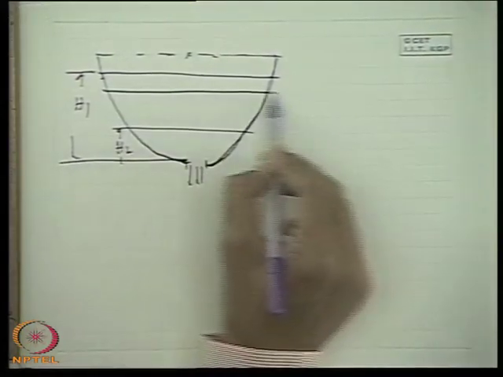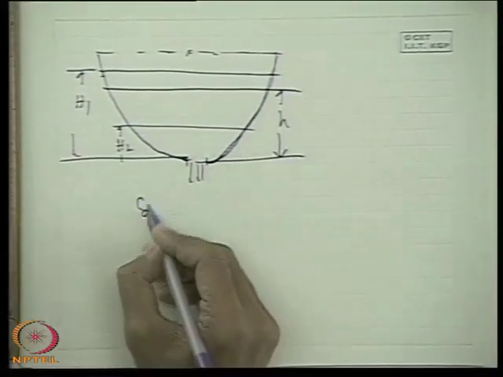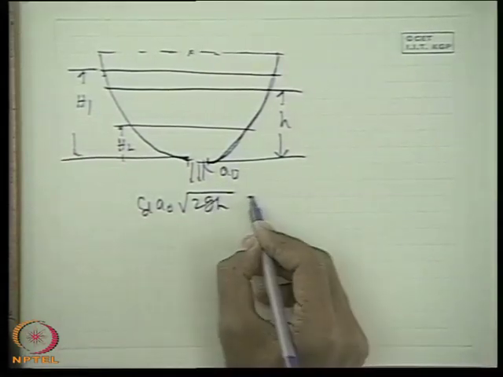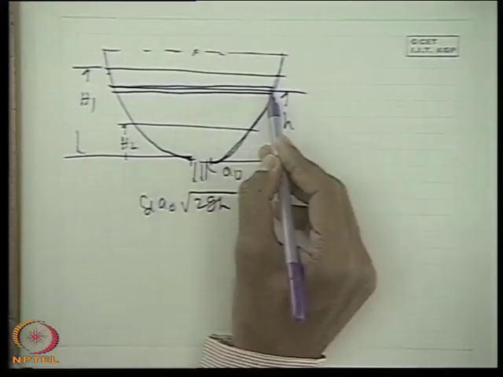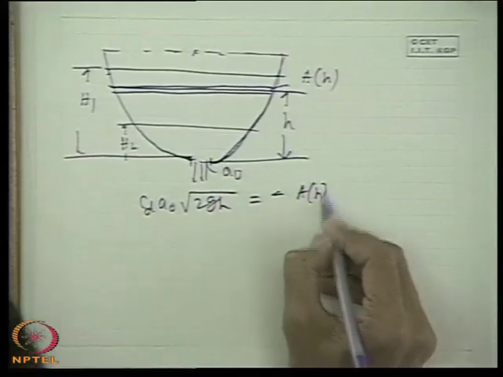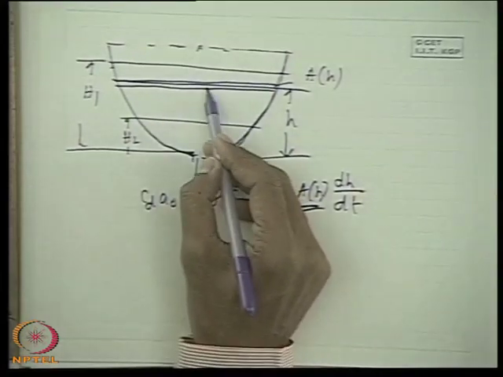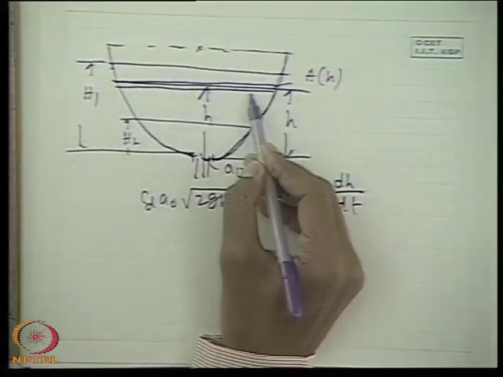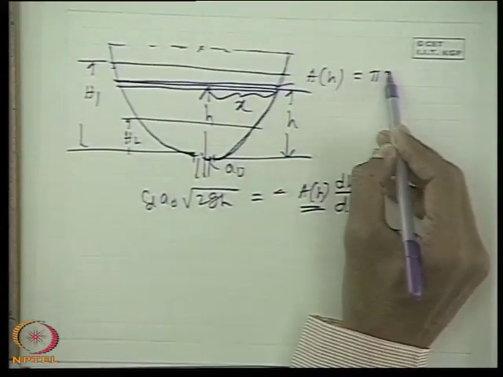Very simple, at any instant you consider this as H. So CD A0, this orifice area is A0, root over 2gh, must be equal to the area here, that means an elemental area here, which is A as a function of H, minus A(H) dH/dt. Now we have to find out A as a function of H. For a hemisphere it is very simple. So this is a circular cross section. If I define this as x, the area is equal to pi x square.